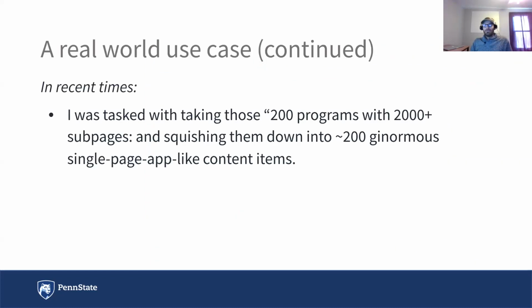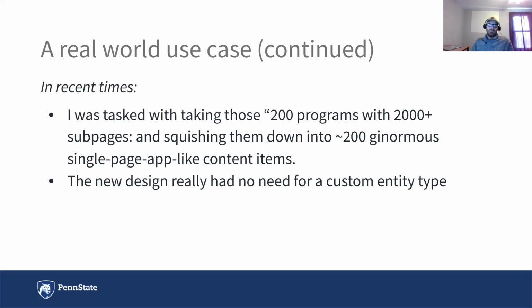In more recent times, we decided to take all of those 2,000-ish plus subpages and squish them into like 200 single page app like nodes, I'll call them. The new design, we really didn't have a need for any custom entity types anymore. A node really fit the bill. We had a list of things that nodes didn't make sense for when we were doing the whole program subpage relationship. That just all went away when we were turning these into a single page app.